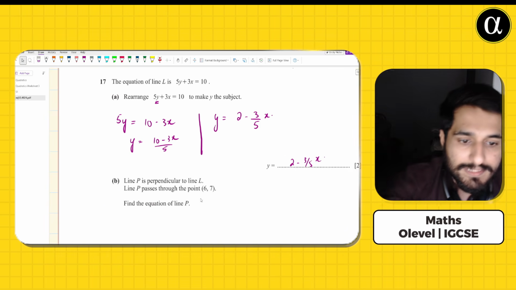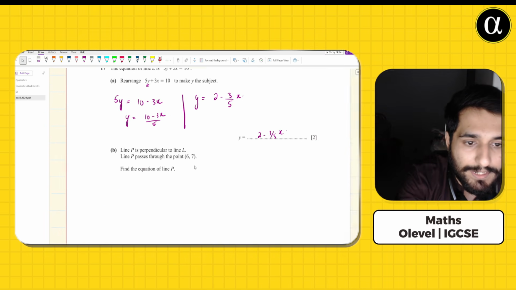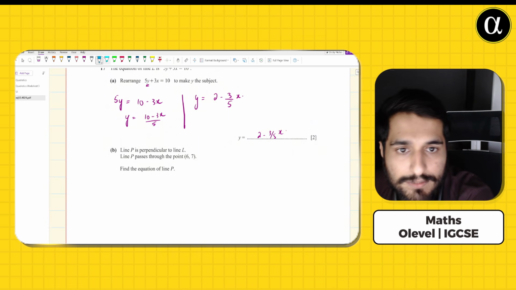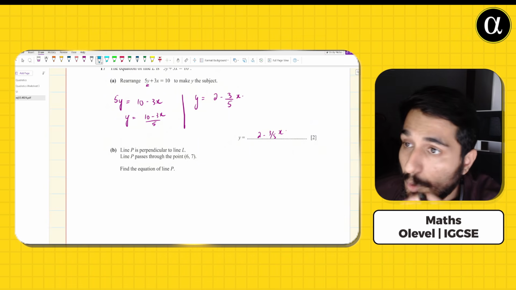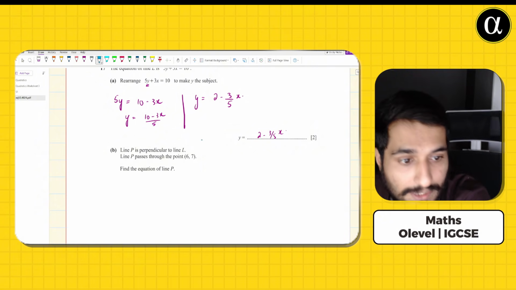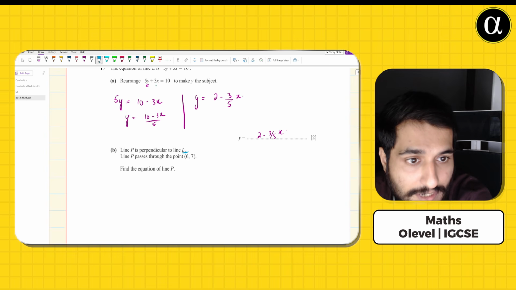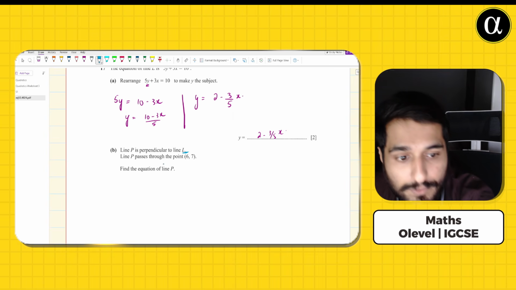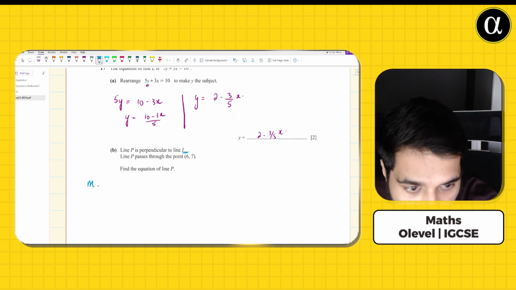Part B. Part B says the line P is perpendicular to line L. What do we know when the two lines are perpendicular? We know that the gradients are going to be reciprocal. The gradient for line L from this case was minus 3 over 5. So what is going to be the gradient for the other line?